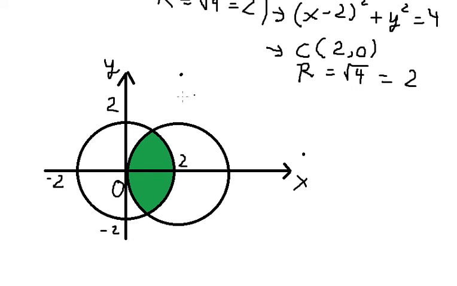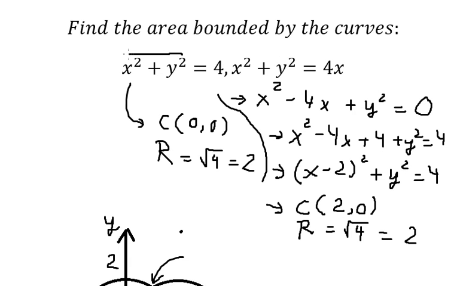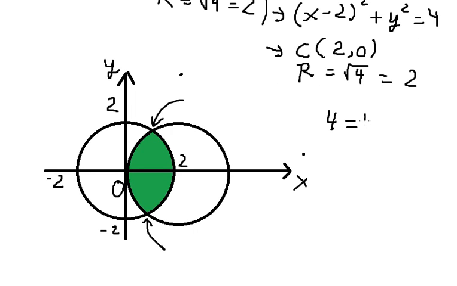Now we need to find the intersections here and here. To do this, we have x squared plus y squared and x squared plus y squared. They are the same, so we just equate 4 and 4x. Then we divide both sides by 4, and you get x equals 1. So that means x equals 1, that is here.